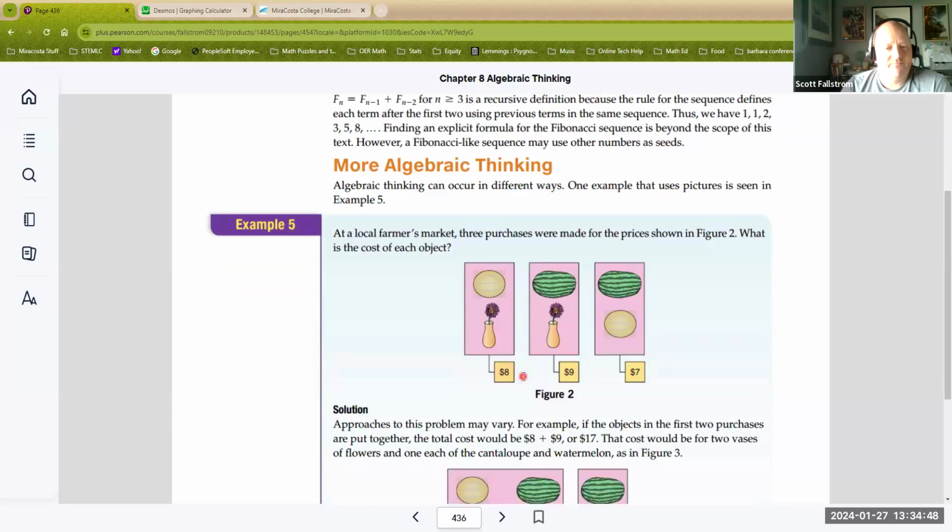Oh, and by the way, the homework problem here with the cantaloupe, the vase, and the watermelon, we may end up seeing a little bit later in section 8.4.